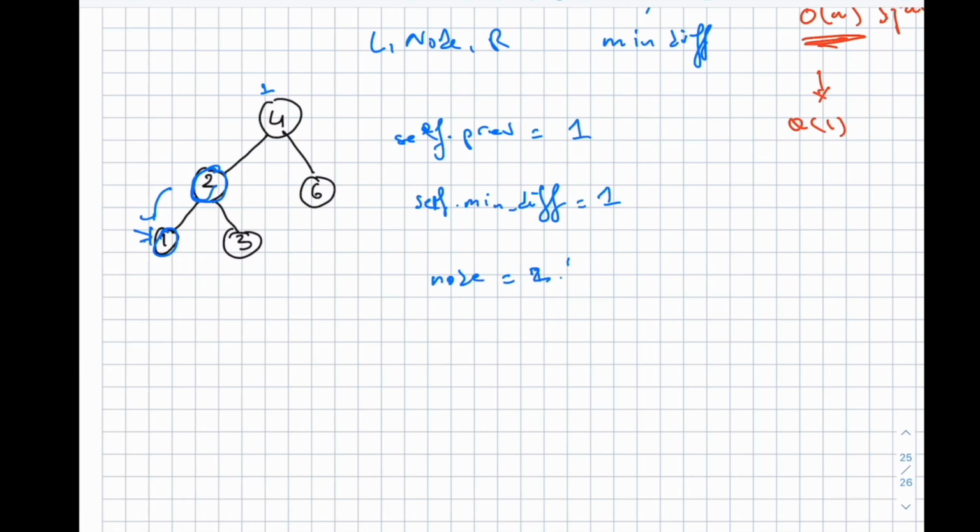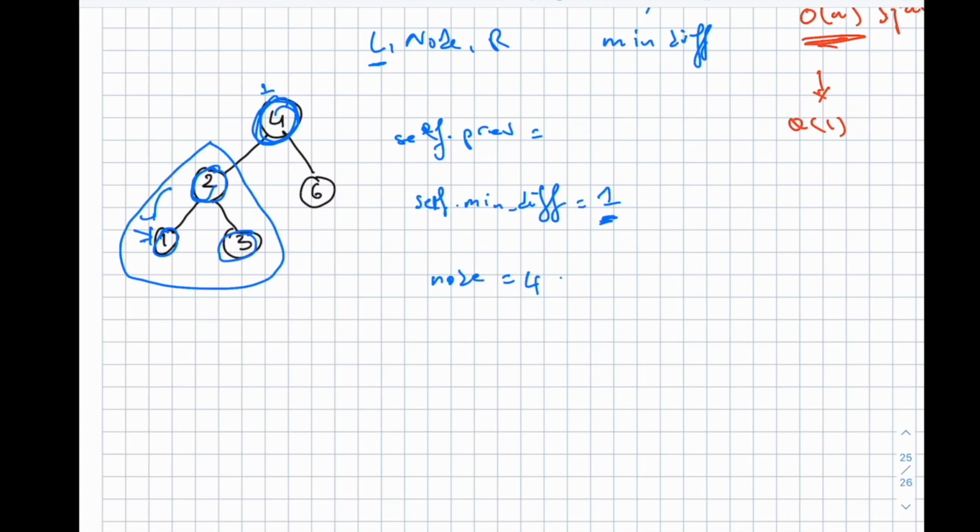Now we go to the next node, but we need to replace the previous value with 2, because that's the previous node. Now the node value is 3, and 3 minus 2 is 1, so we keep 1, it's the same. We replace prev with 3 because we go to the next node, which is 4. We finished the left side of this 4, so we go to the node itself. Now the node is 4, and 4 minus 3 is 1, so that's good.